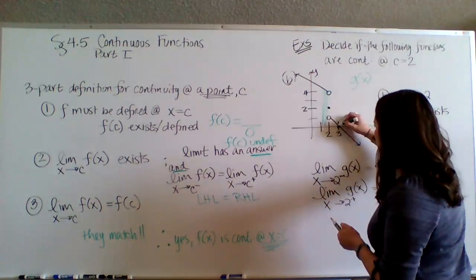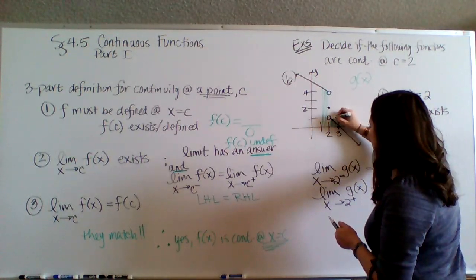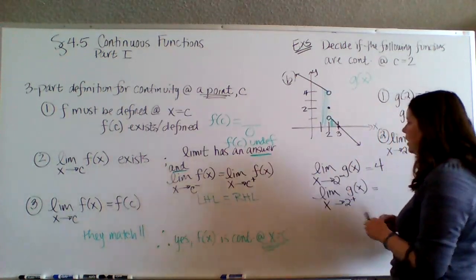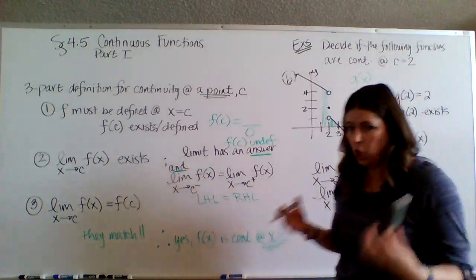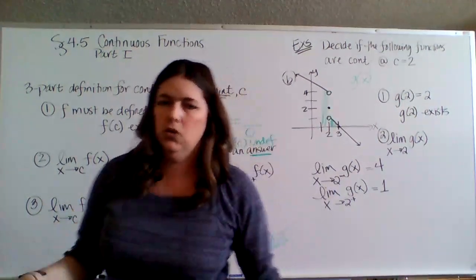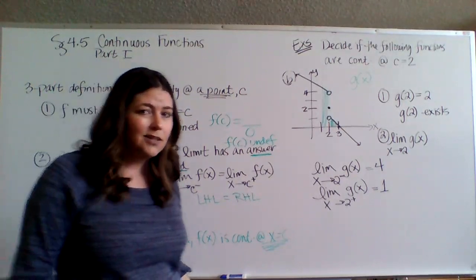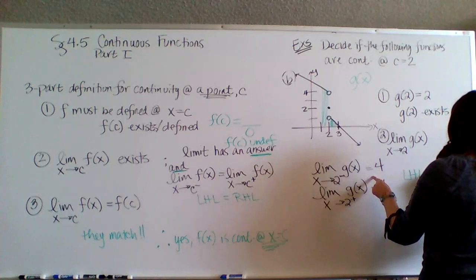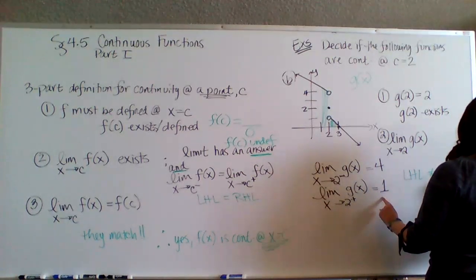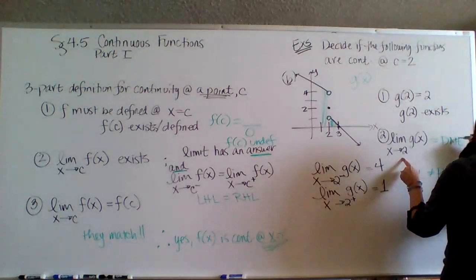I'd be getting closer and closer to 2 from the right. Now my little bug's way down here on this path, and he's getting closer and closer to that open dot where the target is 1. It doesn't matter that it's an open dot. The limit target exists. You're getting closer and closer to 1. Well, isn't that not good? This left-hand limit answer of 4 does not equal this right-hand limit answer of 1. Therefore, the two-sided limit does not exist.